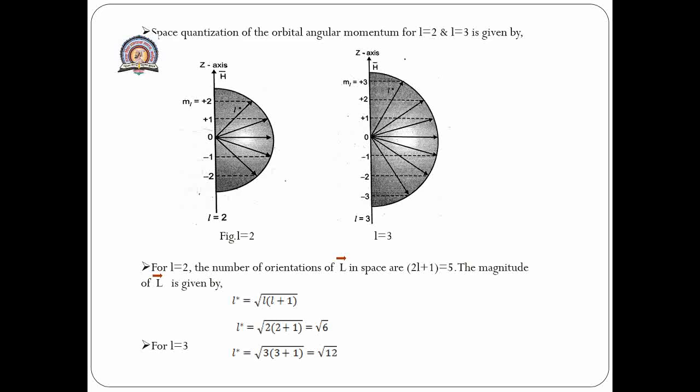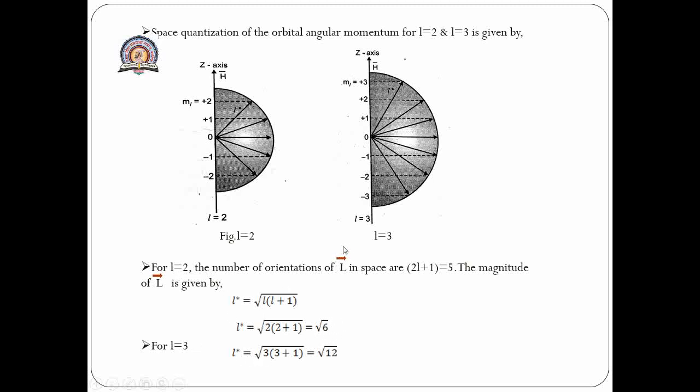Now how do we calculate the number of orientations? The formula is 2L plus 1. L has the value 2, so 2L plus 1 is equal to 2 into 2 plus 1, which is equal to 5. And the magnitude of L bar, L star, is equal to the square root of L into L plus 1, and L has value 2, therefore L star is equal to root 6.